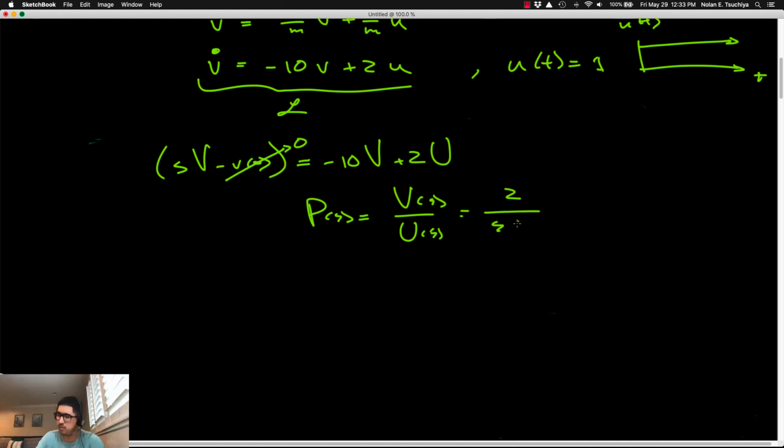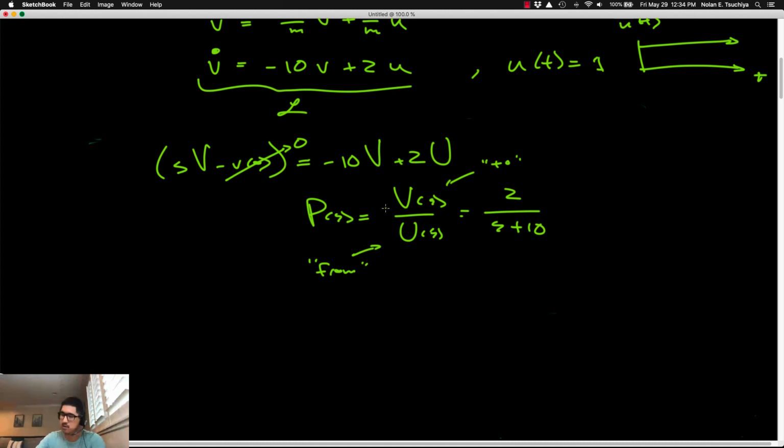And one thing to remember is that the input is always the denominator, the output is always the numerator. So you say this is a transfer function from the input u to the output v. Okay, so it's always u to v, so the denominator to the numerator is how you say the transfer function.